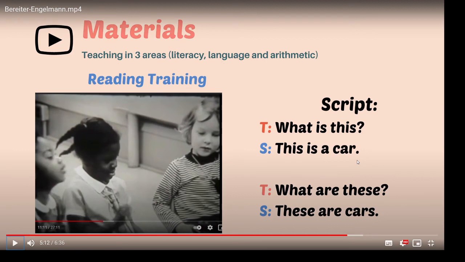See, in the video, the child made a mistake. Yung sinabi niya nga, what are these? Pero isa lang yung car na hinahawakan niya. So in this part of the reading training, their ability to think is constantly improved. They must differentiate between one and several things. By asking questions, they must answer correctly.